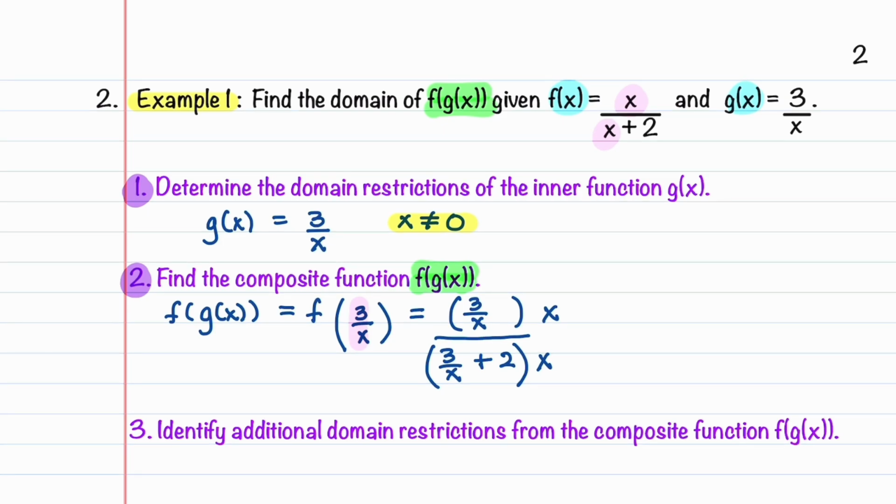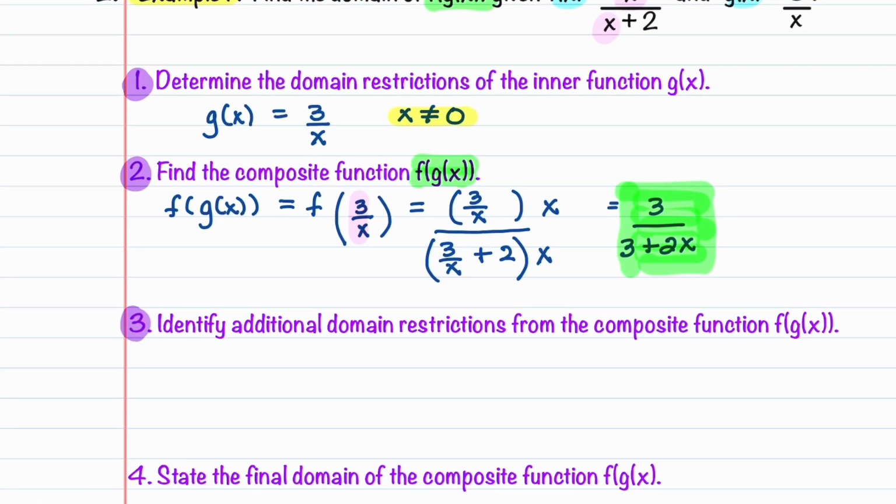When we simplify the numerator, we get a 3. And when we simplify the denominator, we have 3 divided by x times x, which gives us 3 plus 2 times x. And let's go ahead and highlight this because this is our composite function.